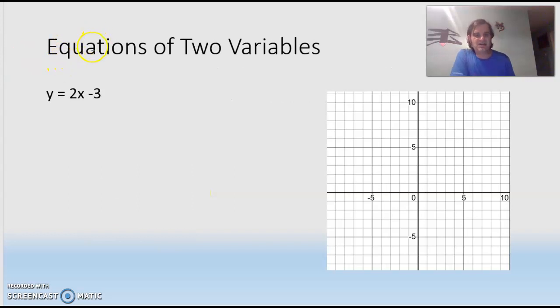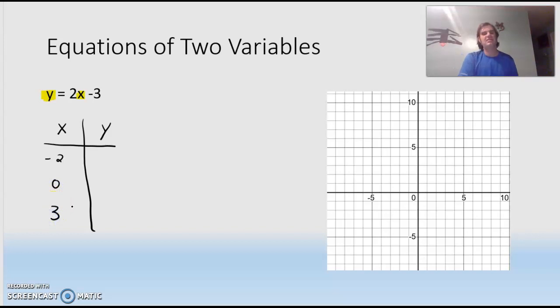So I said we're going to graph equations of two variables. I have an equation here, and it's y equals 2x minus 3. So there's two variables. If we make ourselves a little xy chart, I'm going to pick some x values: negative 2, 0, and let's say 3. I don't have to pick any certain numbers, I just wanted to pick these for fun.